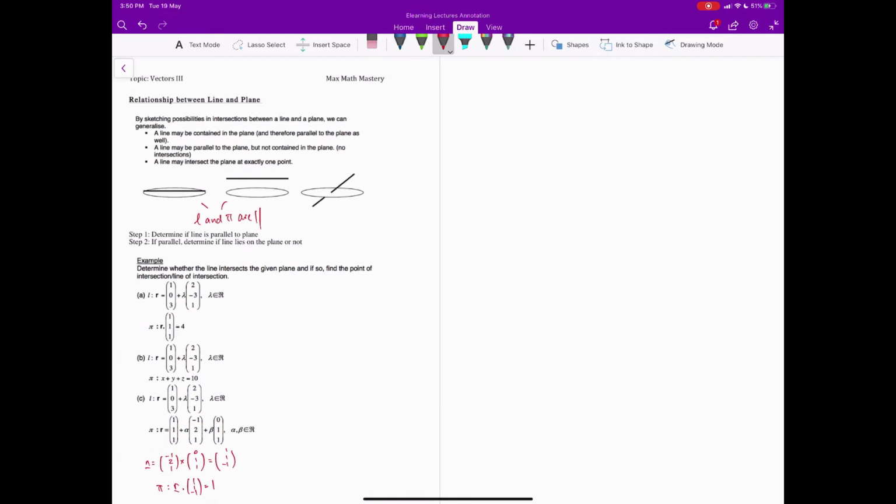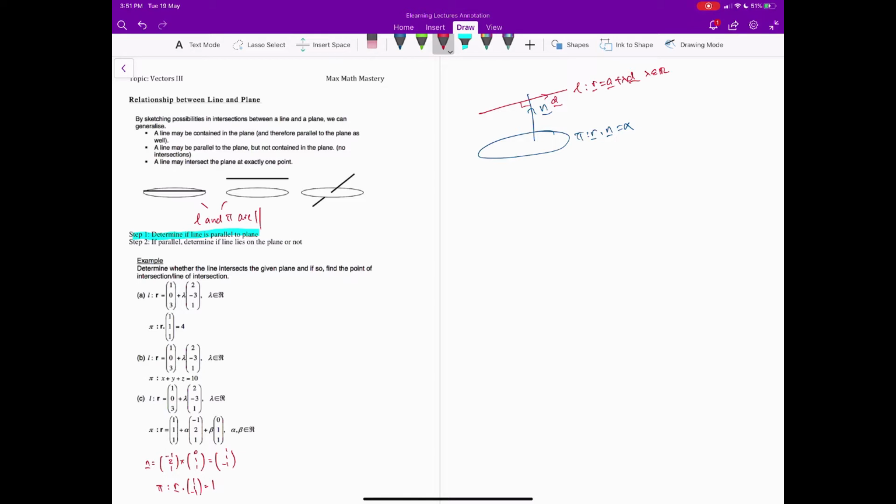Step number one, I have to determine if the line is parallel to the plane. Let's talk about how to determine that. Let's say this is my plane equation, r dot n equals alpha, being a constant, so my n is over here. And let's say this is my line equation. We're going to assume that the line doesn't lie on the plane first. For the plane equation we are using the normal, and for the line we are using the direction. You can see that the line and the normal are perpendicular to each other.